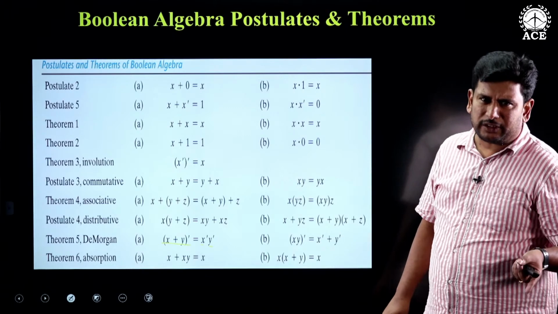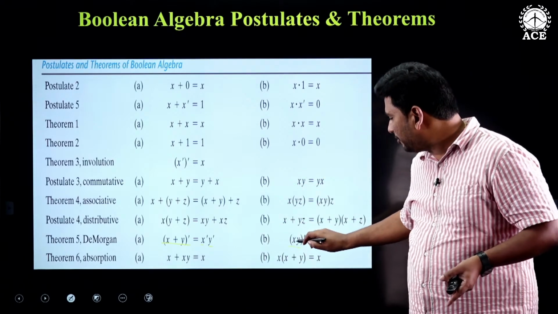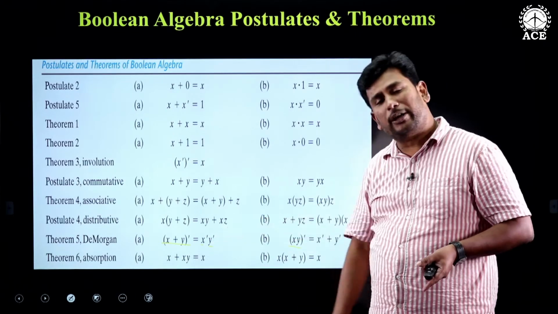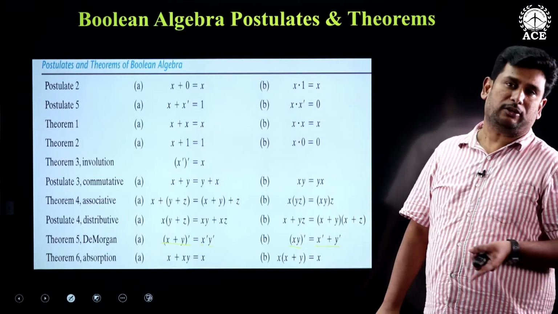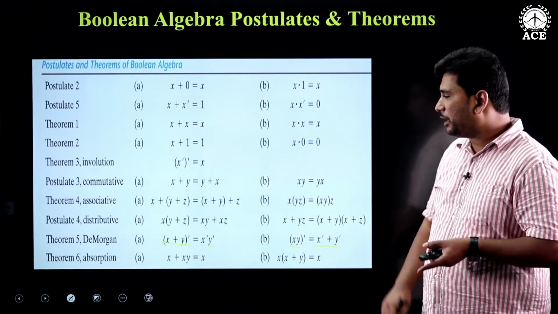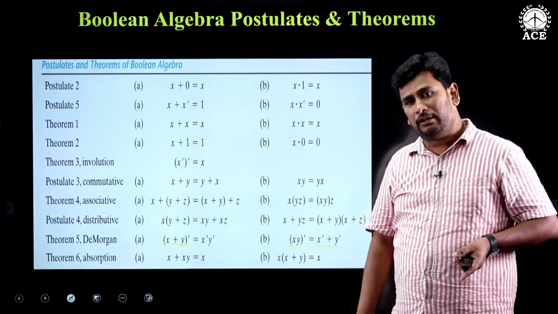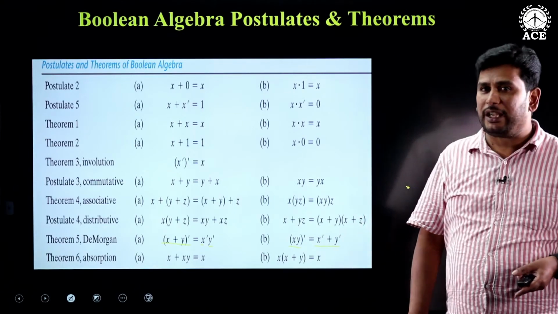What will be the dual of this? X OR with Y becomes X AND with Y, whole complement. Here X complement AND with Y complement becomes X complement OR with Y complement. This particular property is called De Morgan's theorem. Very important for your simplification as well as for your university exams.